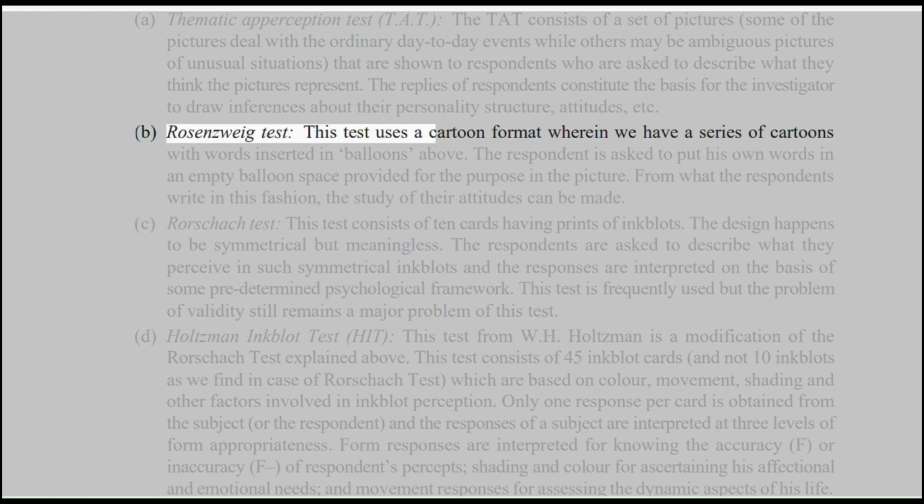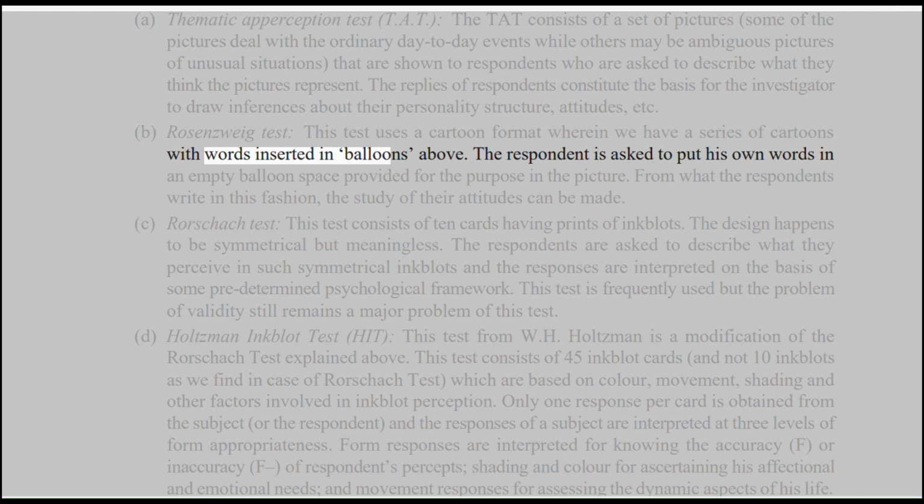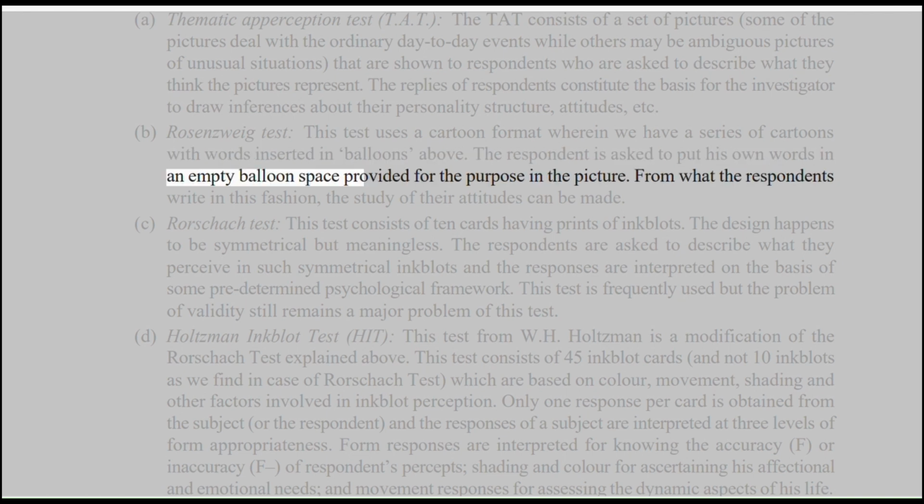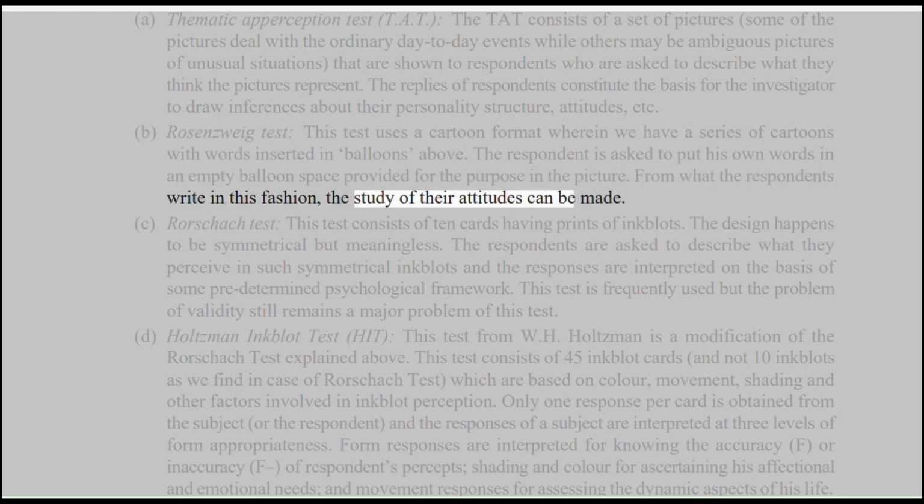B. Rosenzweig test. This test uses a cartoon format wherein we have a series of cartoons with words inserted in balloons above. The respondent is asked to put his own words in an empty balloon space provided for the purpose in the picture. From what the respondents write in this fashion, the study of their attitudes can be made.